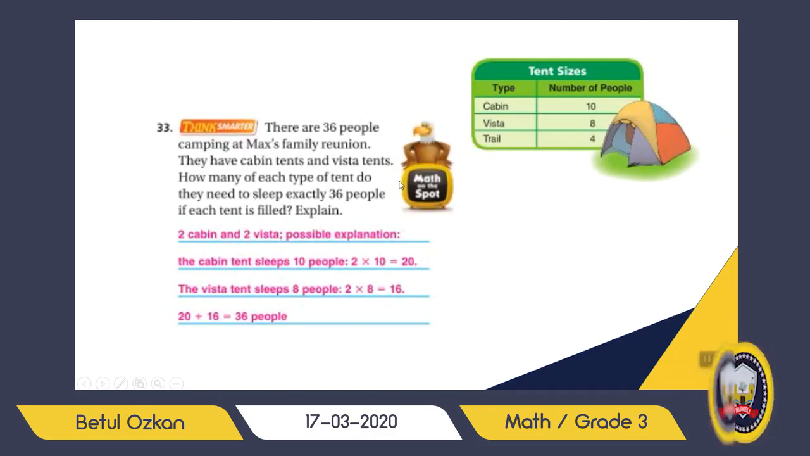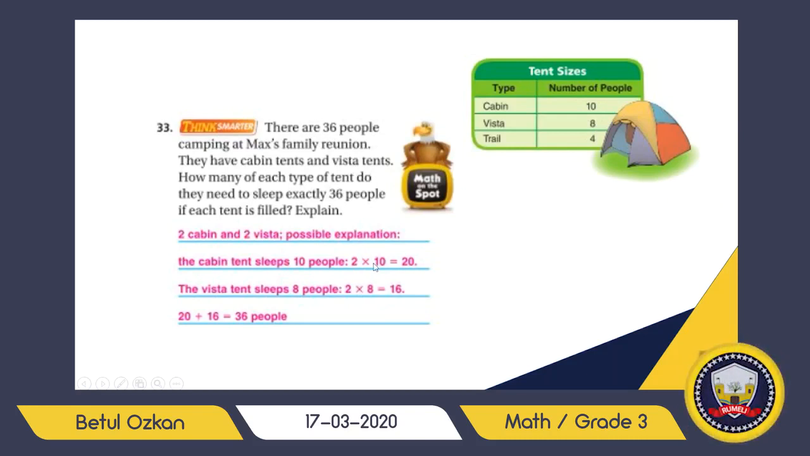Let's assume they have 2 cabin tents and 2 vista tents. How many people will stay in these tents? If they have 2 cabin tents, how many people will stay in cabin tents? 20. Perfect. If they have 2 vista tents, how many people will stay in vista tents? 16. Perfect. 20 people from here, 16 from here. In total we will get 36 people.